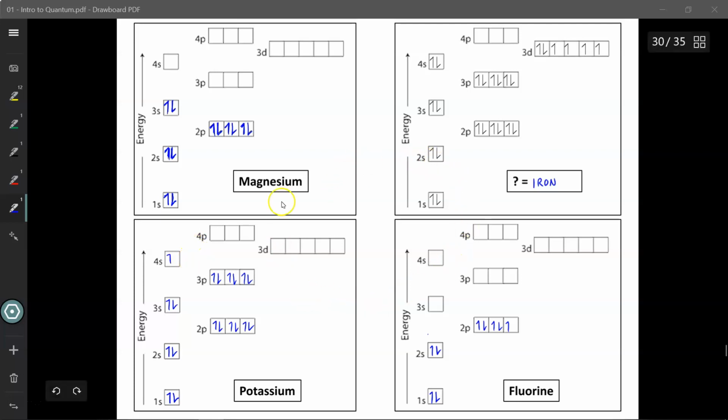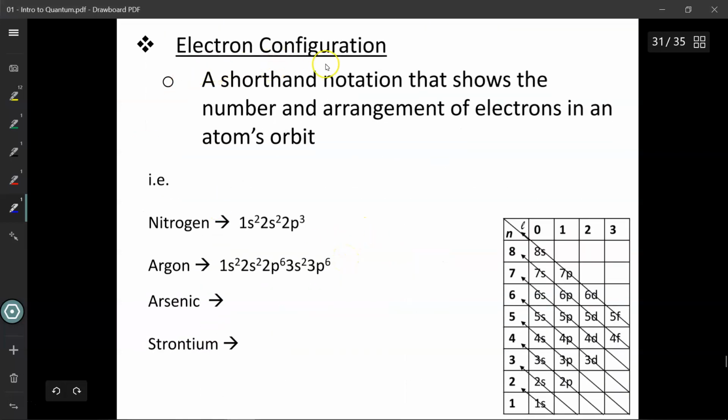Now, because these orbital diagrams take up so much space and a lot of time, we can shorten and condense them into something called an electron configuration, where we just write them out. There's no need to draw in every single electron.